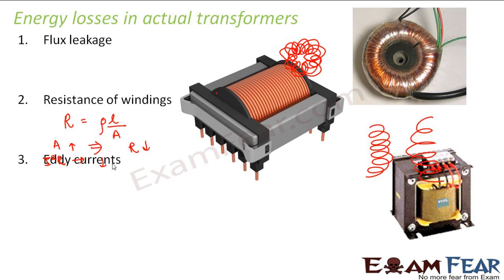The third one is the eddy currents. As we talked, when we learned about eddy currents, we saw that in the core, other than the primary coil and the secondary coil, we have the magnetic material, that is the soft iron core. Now, the soft iron core also gets heated because of the magnetic flux which is getting produced. As a result, eddy currents are developed in the body of the soft iron core, right?